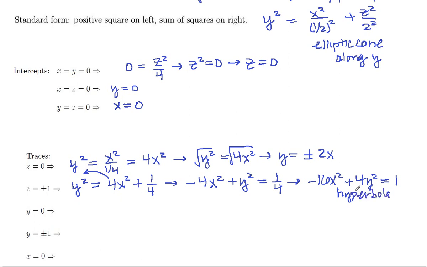If both signs were positive, you'd have an ellipse. One sign's negative, you get a hyperbola. And it's going to open along the y-axis. And so that's at z equal plus or minus 1.